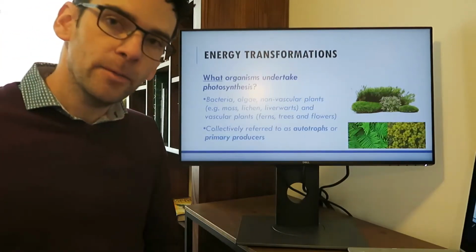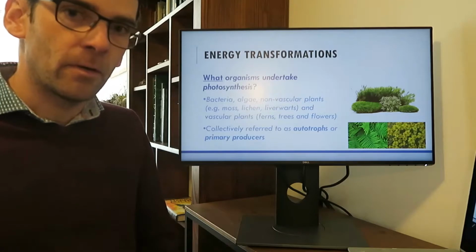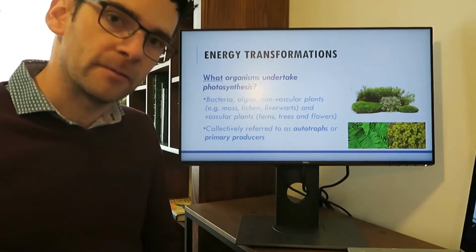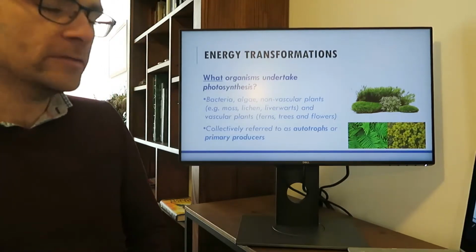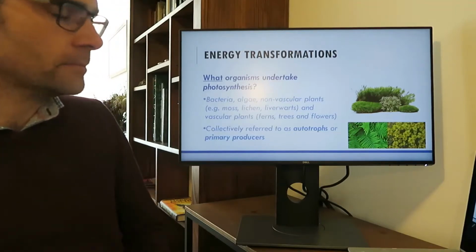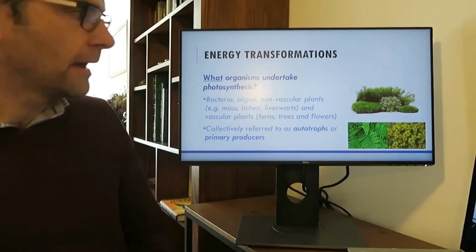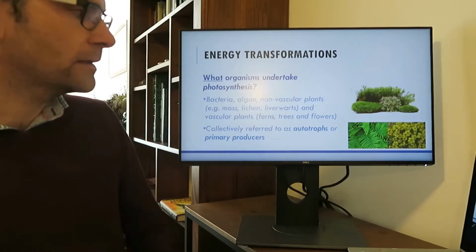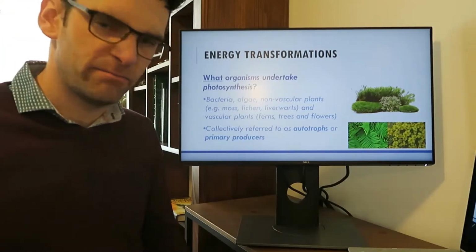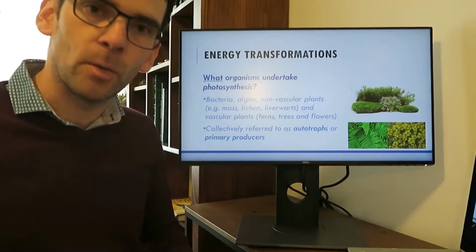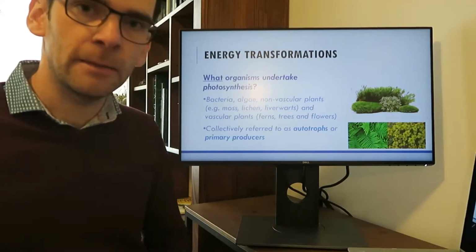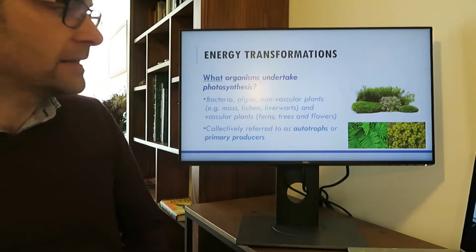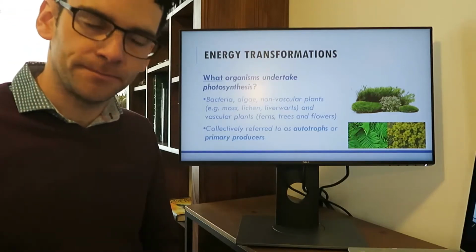Now, today we know that there's lots of different types of organisms or plants that photosynthesize, and just to name a few, there's bacteria, algae, both micro and macro, non-vascular plants like moss and liverworts, as well as vascular plants, that is plants that have a more complicated way of transporting their minerals and water, and these include ferns, trees and flowers.